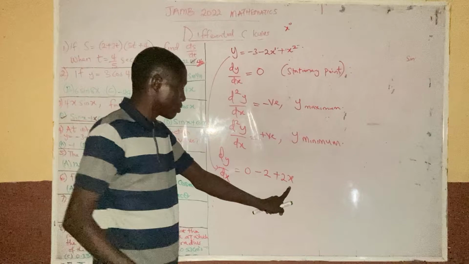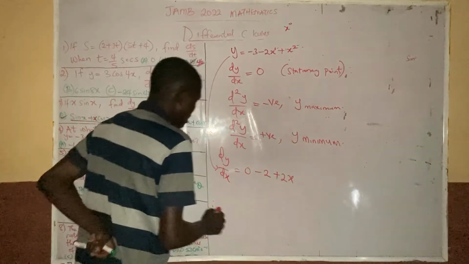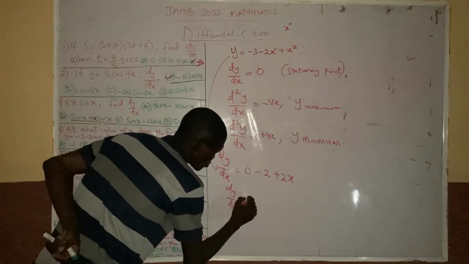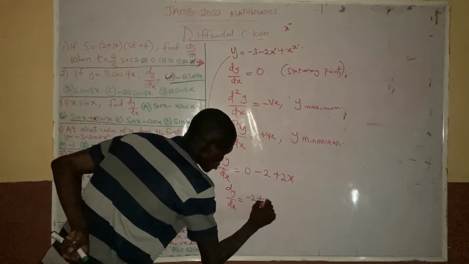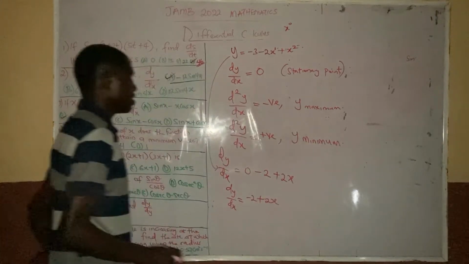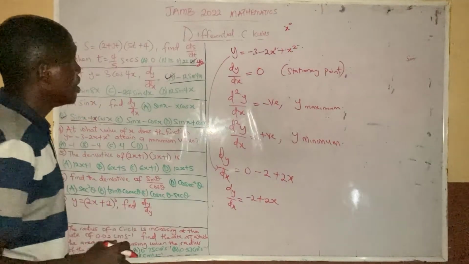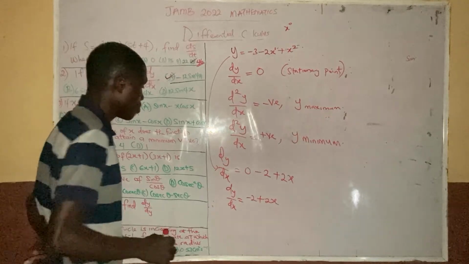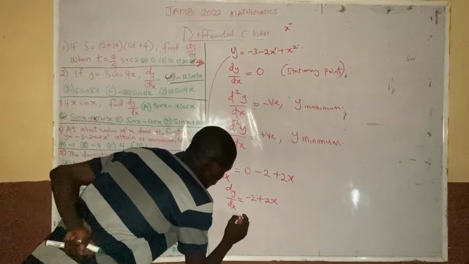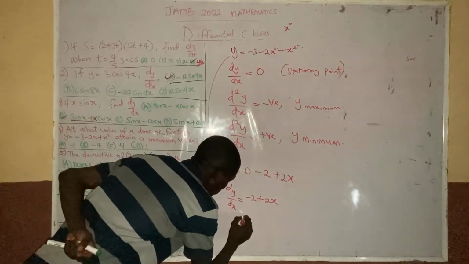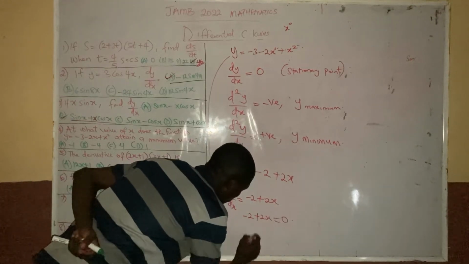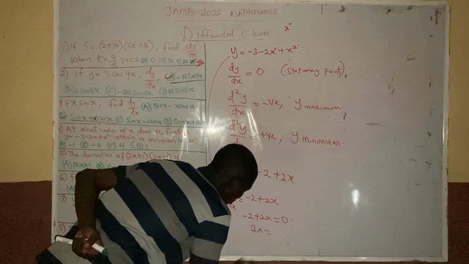So the function that we have here now is dy/dx equal to minus 2 plus 2x. Now the next thing we have to do is equate it to 0. So what we have now is minus 2 plus 2x equal to 0.